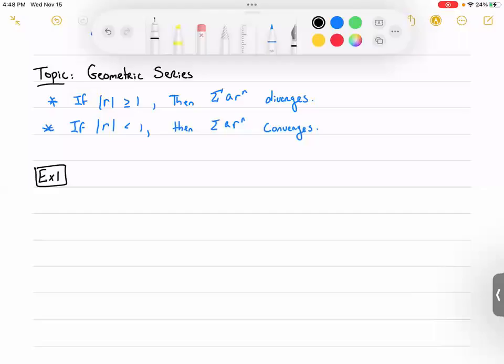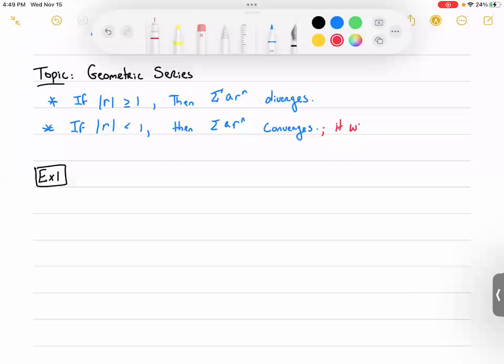All right, so let's take a look at a couple of examples of geometric series. It states that if your ratio r is greater than or equal to 1, then the series of a times r to the n power diverges. If the absolute value of r is less than 1, then your series will converge. Now, if it does converge, it will converge to the sum a over 1 minus r.